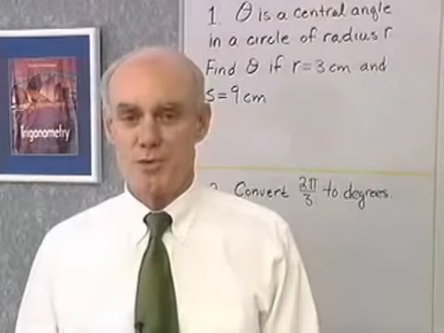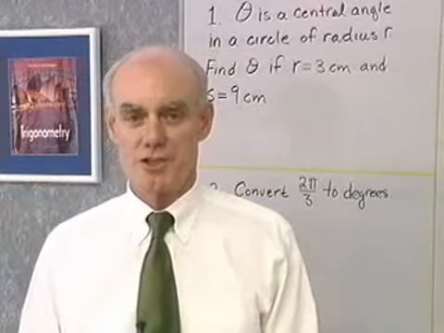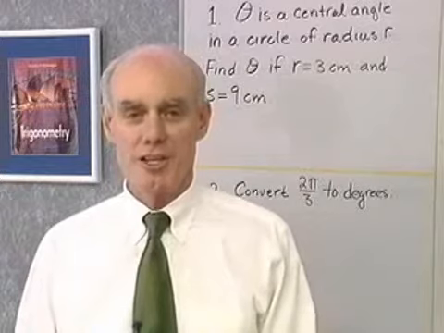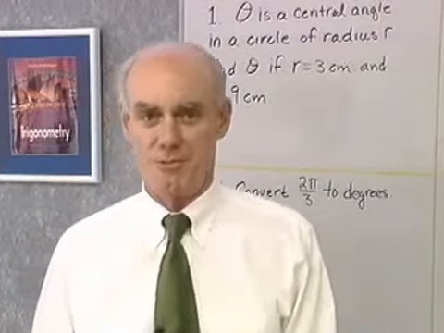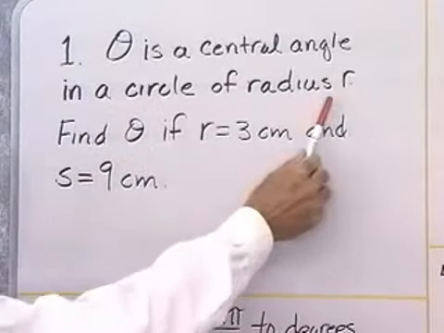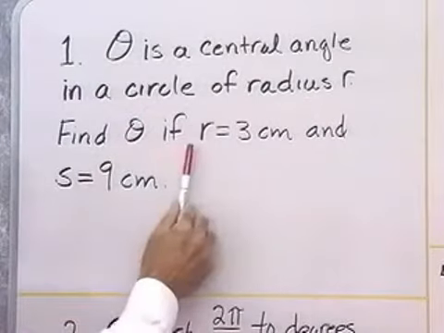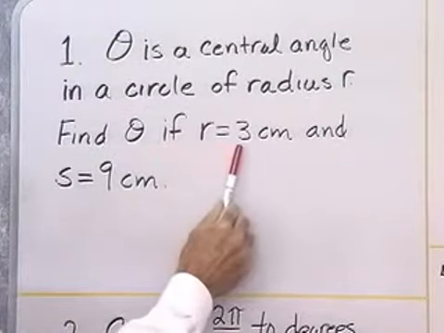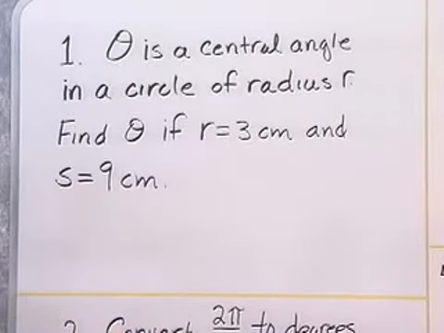An angle that measures 1 radian is a central angle in a circle that cuts off an arc equal in length to the radius of a circle. So over here we have theta is a central angle in a circle of radius r. Find theta if r is equal to 3 centimeters and s is equal to 9 centimeters.